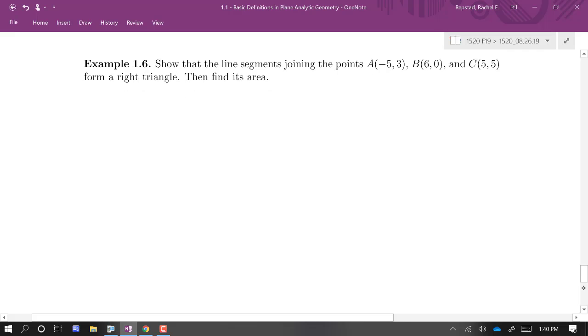All right, so let's do a problem. We're going to show that the line segments joining these three points form a right triangle, and then we'll find its area.